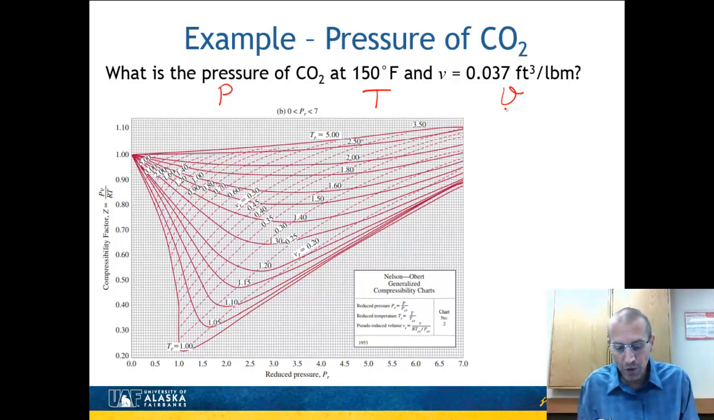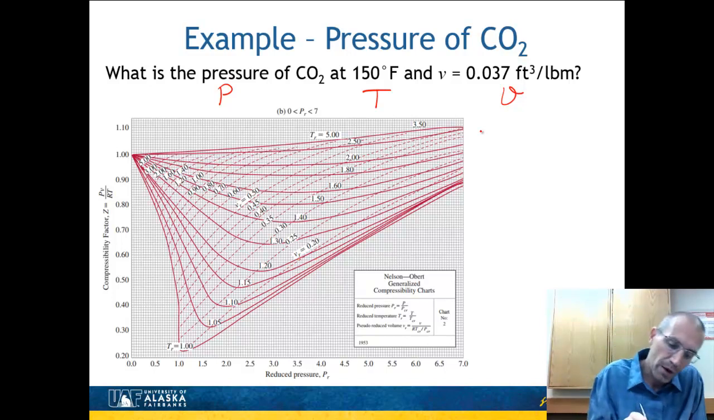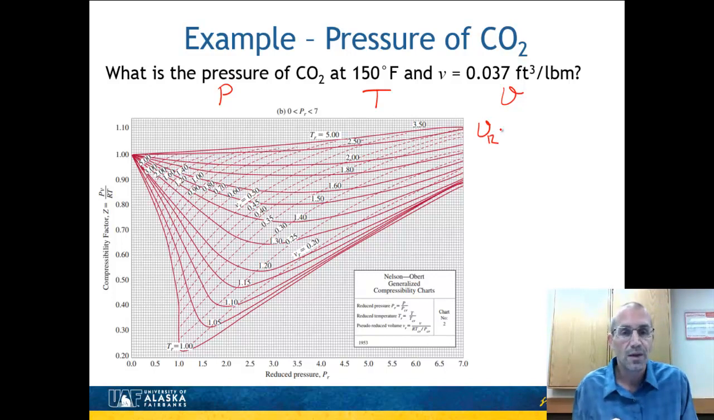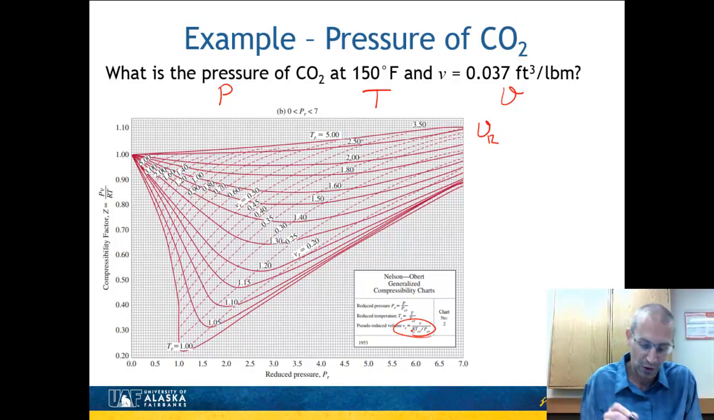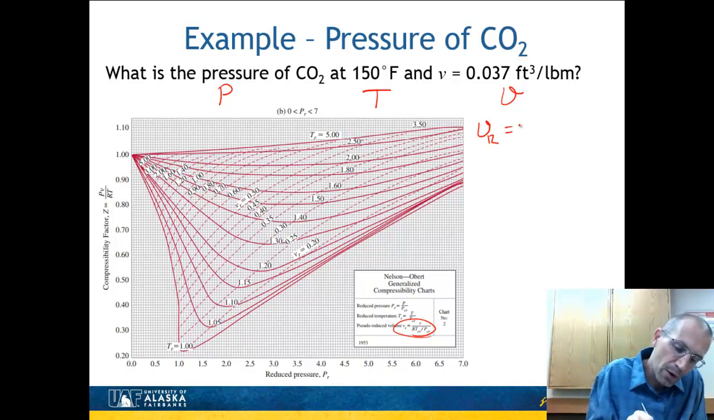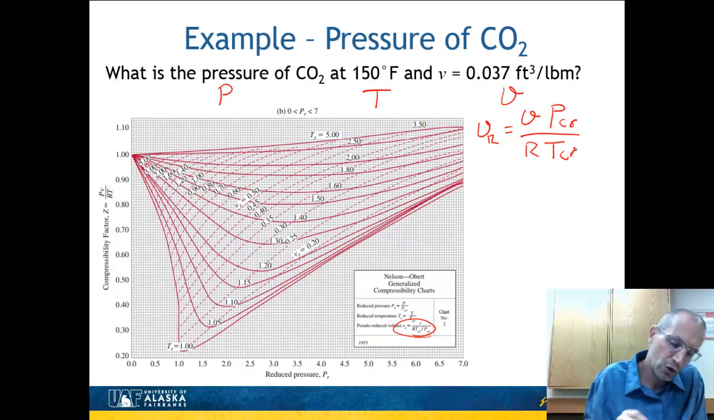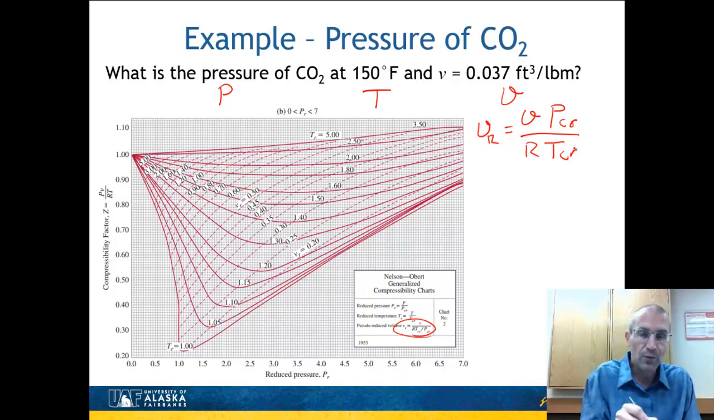So if you look closely at this diagram, you'll see these dashed lines that are going from the lower left to the upper right. And those are values of V sub R. Now V sub R is defined differently than reduced pressure and temperature, and it's given down here in the diagram. It's pretty small to read, but V sub R is the volume times P critical over R T critical. So I can determine what my value of VR is in this problem.